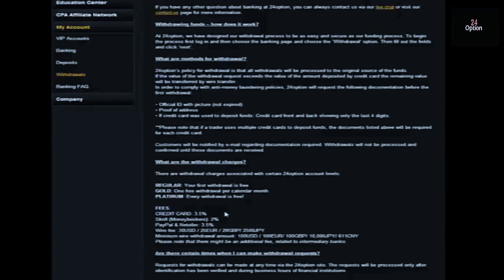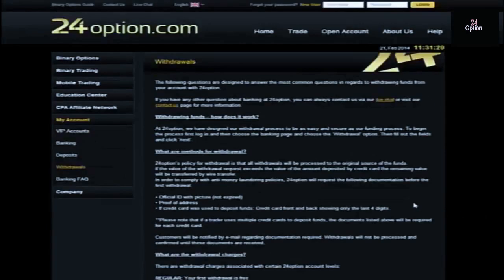To rehash, 24Option is a very, very high quality platform to trade on with numerous types of different systems that can be used to trade binary options. It's highly recommended as one of the most sophisticated and very safe and secure.